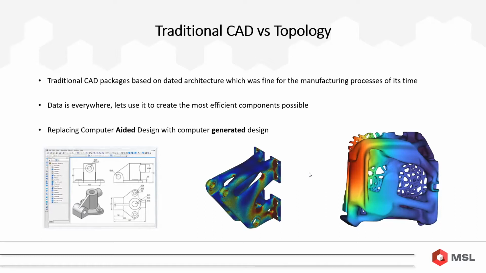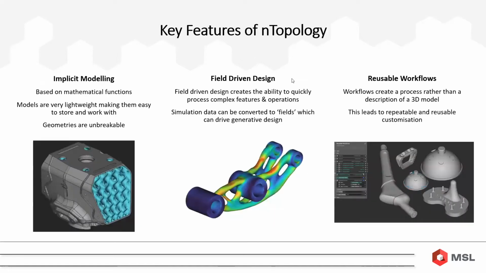Using computer algorithms, we can automate the creation of optimized shapes that a human wouldn't even dream of. And if they did, it would take them days, if not weeks, to create them. So nTopology has many unique features that differentiate it from traditional CAD packages, but there are three key elements that really set it apart. I'm going to give you a quick intro onto what they all mean before we break them down into a bit more detail.